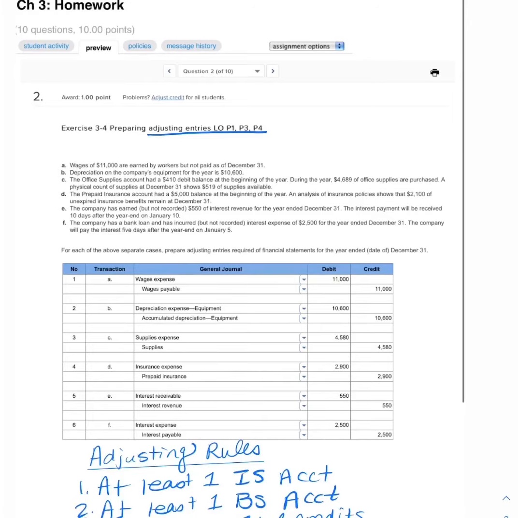So it tells us here in letter A, wages of $11,000 are earned by workers but are not paid as of December the 31st. So imagine with me really quickly. Let's say these wages were for the period of December 25th through December 31st. Over this period, we owe our workers $11,000.